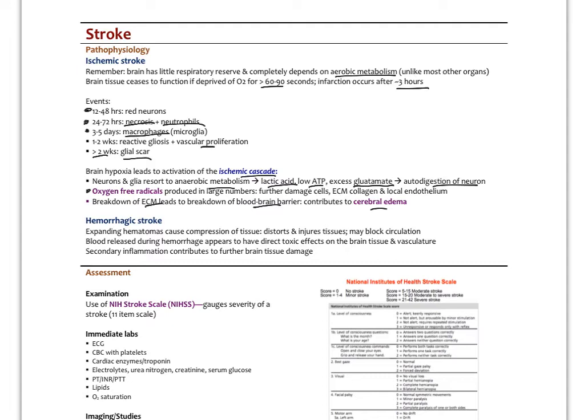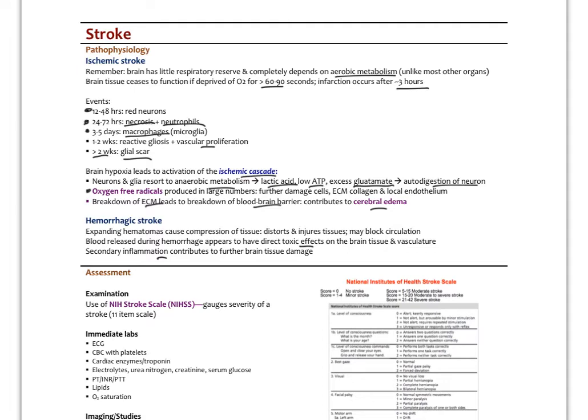And the blood itself actually has lots of free radicals at this point. There's direct toxic damage to the brain tissue. And then there's secondary inflammation that's set up there. So different process than an ischemic stroke, but both result in death of neurons and loss of brain tissue.